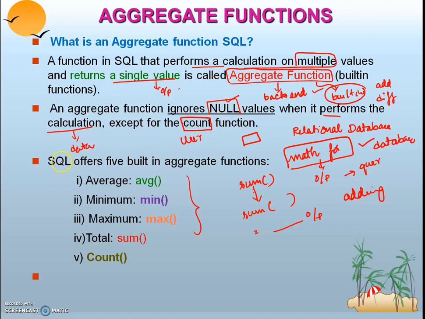Let's see how many aggregate functions we have. We have around 5 aggregate functions. The first one is AVG, which is nothing but average. Next one, MIN, is used to find the minimum value. Next one is MAX, which is nothing but maximum. Next one is SUM, which gives the total or addition value of the data. Next one is the COUNT aggregate function. So they are average, min, max, sum and count.